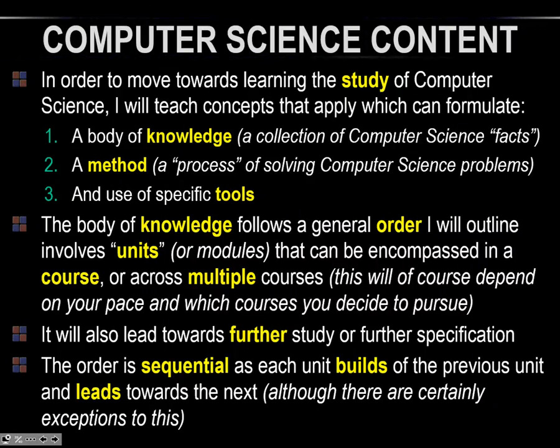This can lead to further specialization within computer science. And the order is sequential, and each unit builds on the previous unit and leads towards the next unit. Although there are certainly exceptions to this, computer science is generally gradual and step-by-step. In other words, you can't jump into the middle. Each unit builds off the unit before that, in general.